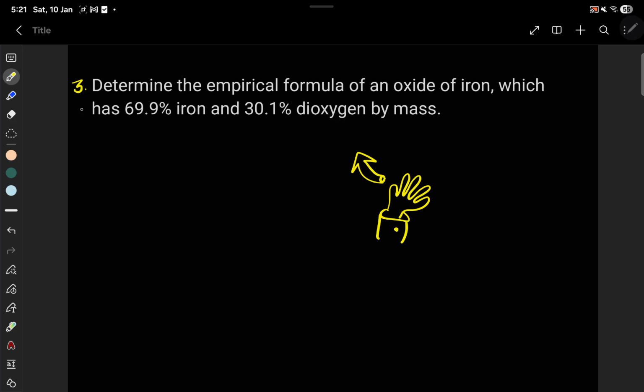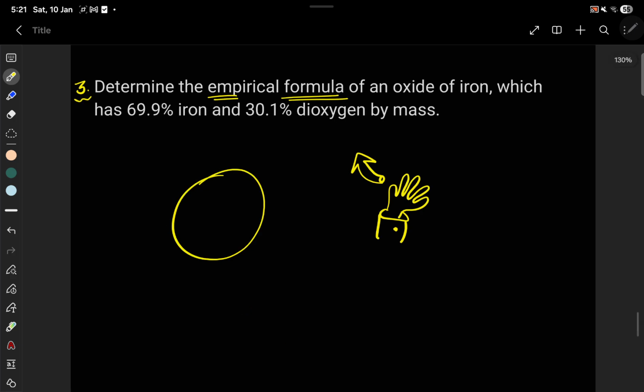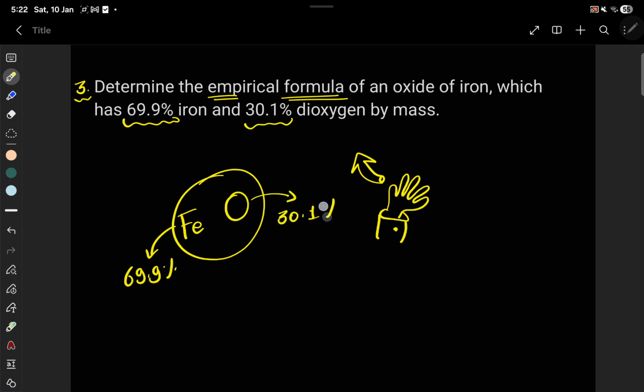In question number 3, they're asking you to determine the empirical formula of an oxide of iron. It means that we have a compound. The information they have given about the compound is that it has iron as well as oxygen. They have also mentioned the percentage of iron and oxygen present in this compound. Iron is present at 69.9 percent. Apart from that, oxygen is 30.1 percent.